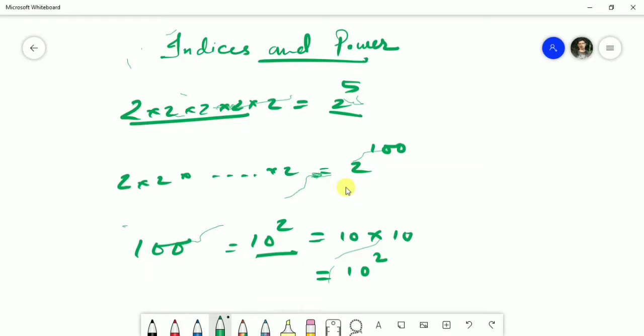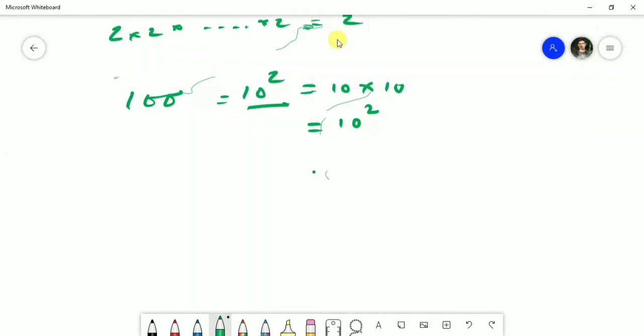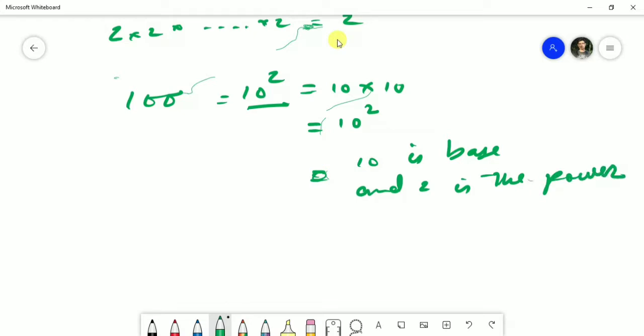Now, you need to understand what is 10 square. You see, we can see what is the base and which one is the power. You have to know this. Let me write: 10 is the base and 2 is the power. I hope you have understood.